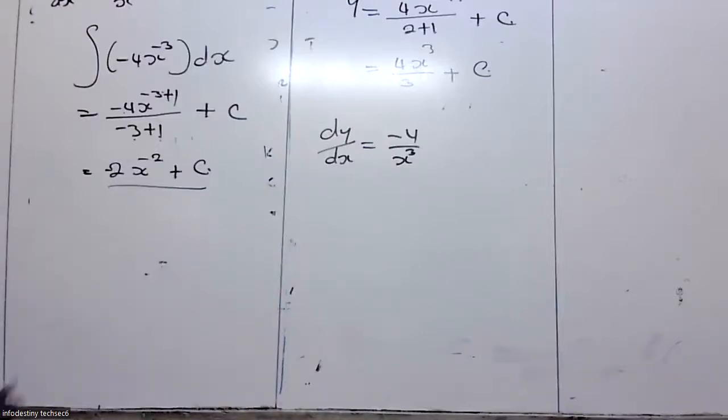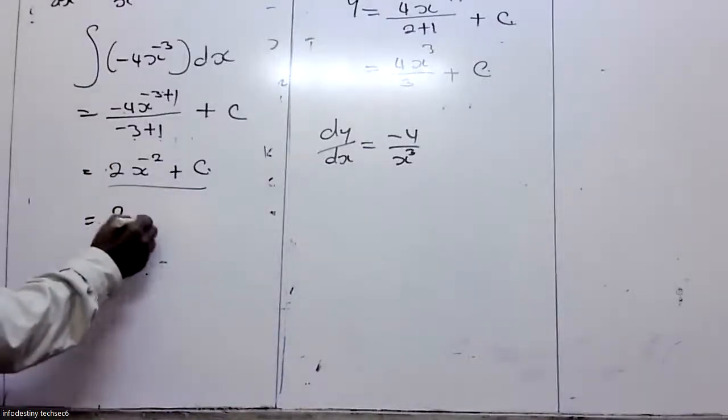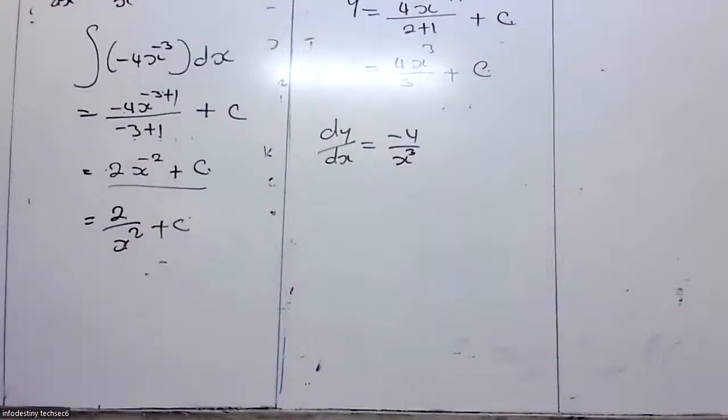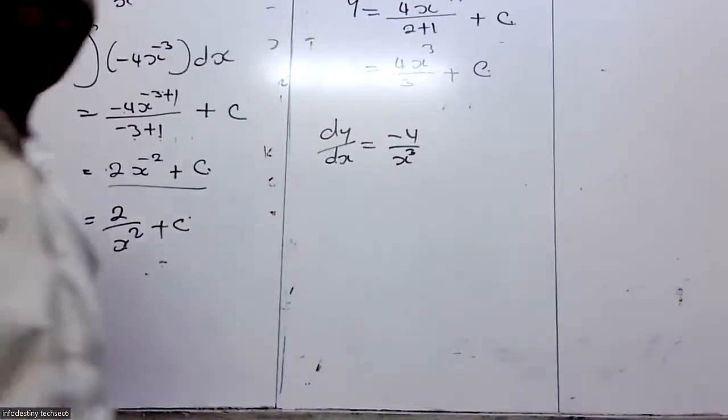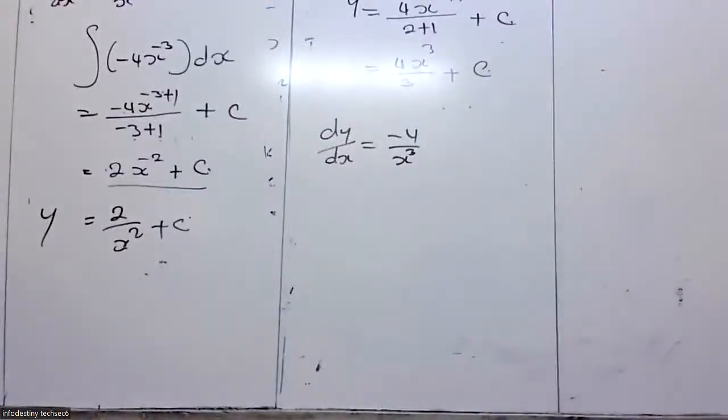Which you can also, if you like, say this is negative, so you can also say it's 2 over x raised to 2 plus C. That is going to be our y. Are we together?